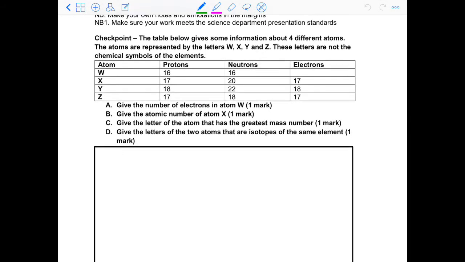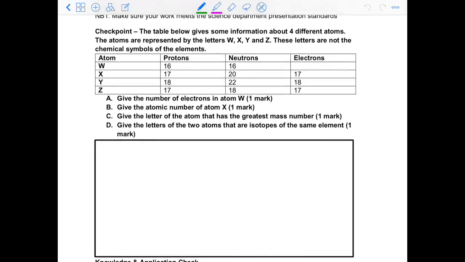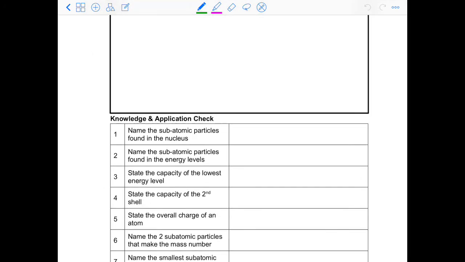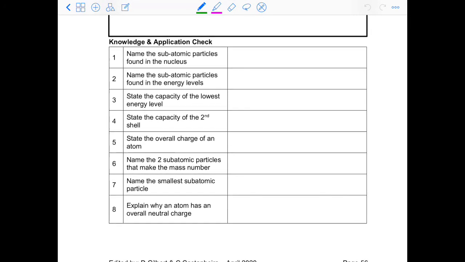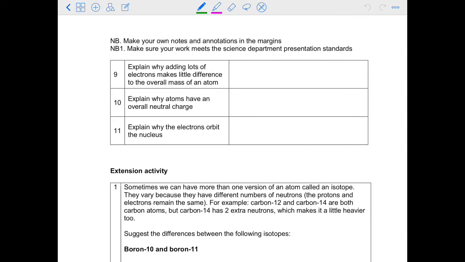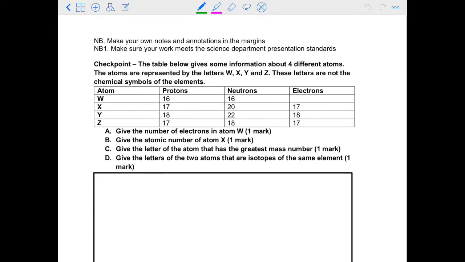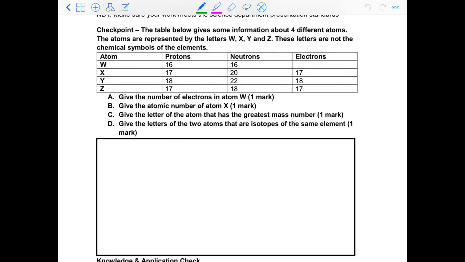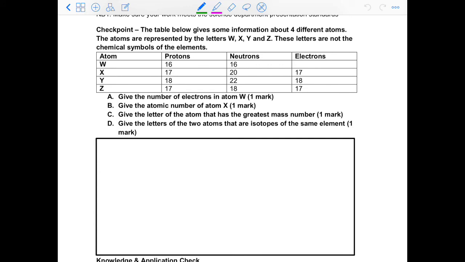So, based on what we've just talked about, I'd like you to give this checkpoint a try, and then also the knowledge and application check. There's 8 questions here and 3 more on the next page, so use your digital copy to go through it. Once you have that all in, start the video again and we'll go through the answers. Let's now have a look at the checkpoint answers as well as the knowledge and application check answers.